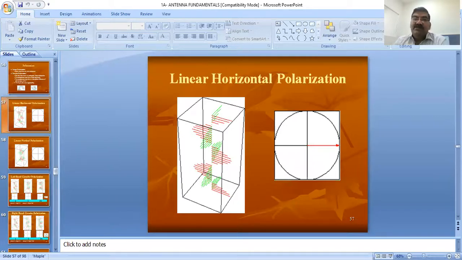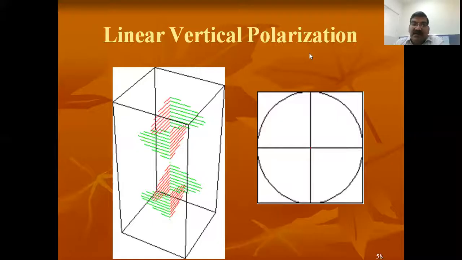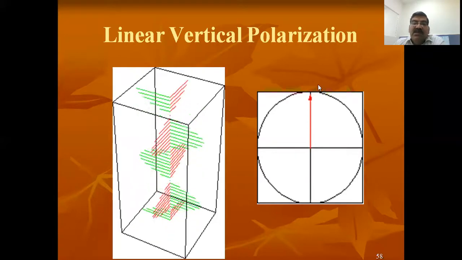Suppose I am having this as the antenna. If it is polarized this way, then this antenna is horizontal. If I keep it this way, it will polarize this way, so this is the vertical. Simple, by considering the antenna. So this type of polarization is the linear, vertical and horizontal.